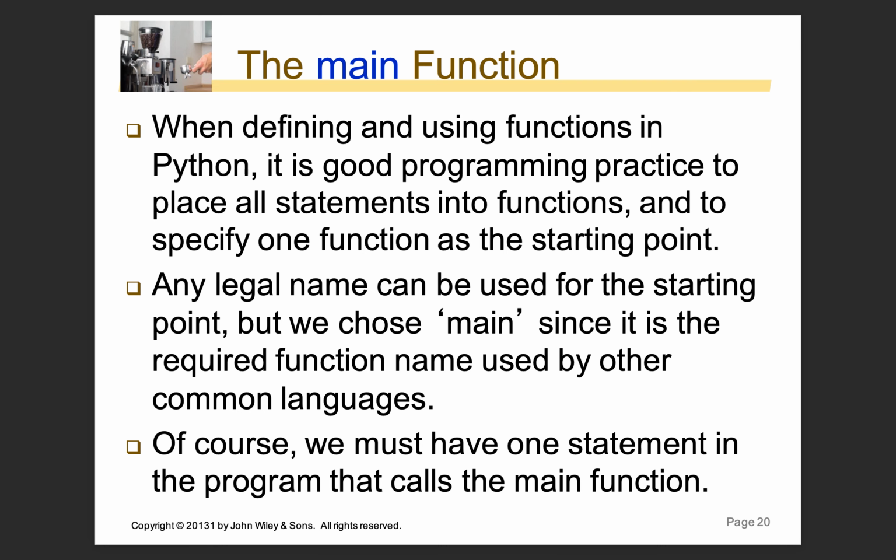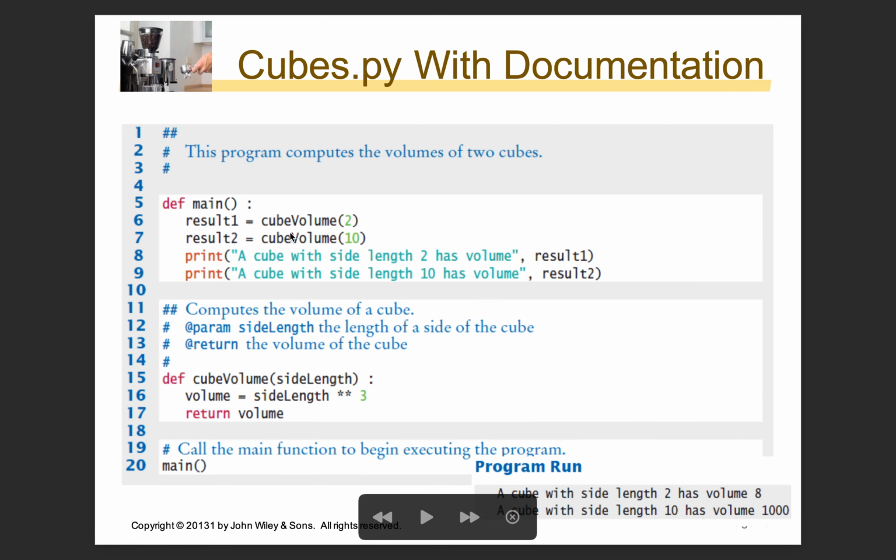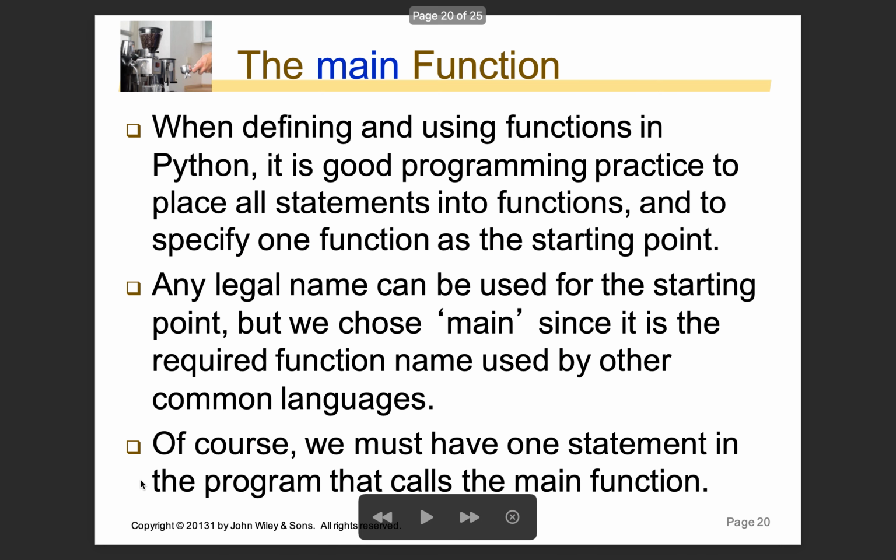Okay, so the main function, which is this one here, which we've called at the very end, is commonly used in lots of programming languages. There's a reason we've called it main. But when defining and using functions in Python, it's good programming practice to place all of the statements in functions and to specify one function as the starting point. Typically, that starting point is given the name main. In other programming languages, it is a required function name, and it's just keeping up with tradition that we're going to keep calling it main here.